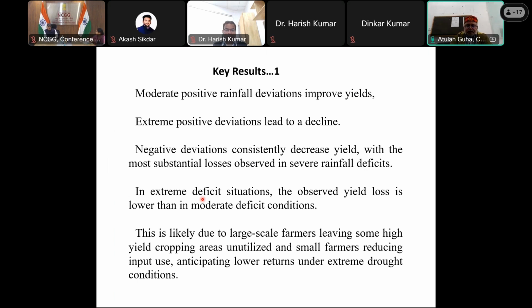Okay, so even if there is a marginal deviation, that will reduce the yield, with the most substantial losses observed in severe rainfall deficit. But in extreme deficit situations, the observed yield loss is lower than in moderate deficit conditions. This is likely due to large-scale farmers leaving some high-yield cropping areas unutilized during adverse situations. The small farmers are not really reducing the cropping area, but they are reducing the input use. That is why this result is coming.